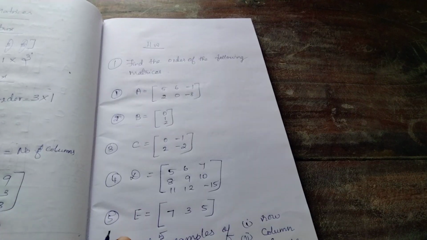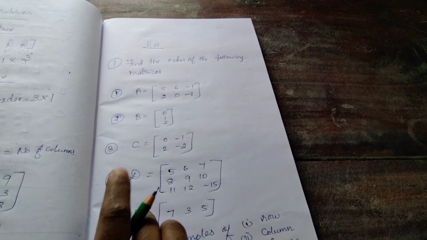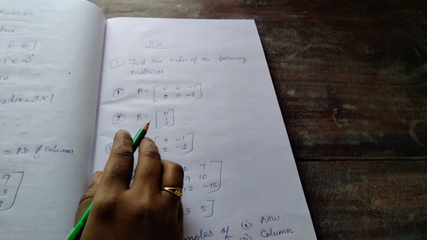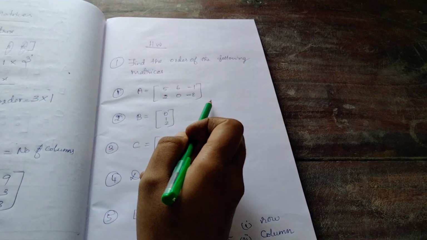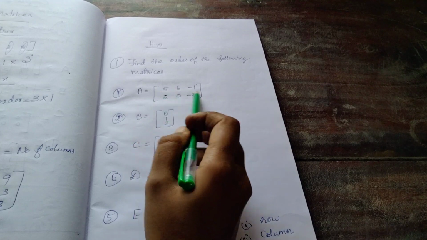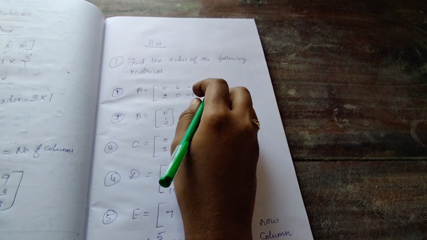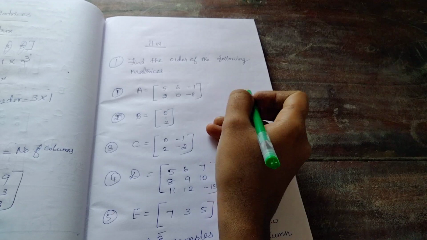Check the answers for your homework problems. Listen. Find the order of the following matrices. For the first question, A is equal to 5, 6, minus 1, 2, 0, minus 8. How many rows here? 1, 2. So, 2 rows. The order you have to write is first the number of rows, then the number of columns.